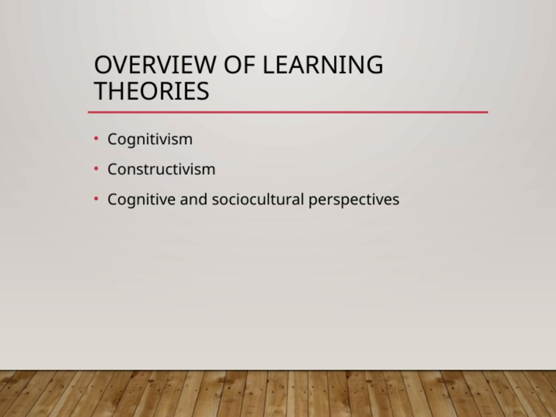Then, we come to the cognitive and sociocultural perspectives. The cognitive perspective focuses on individual mental functions, while the sociocultural perspective highlights the influence of social interactions and cultural context on learning. It recognizes that learning doesn't happen in a vacuum. It's shaped by our environment and social relationships.